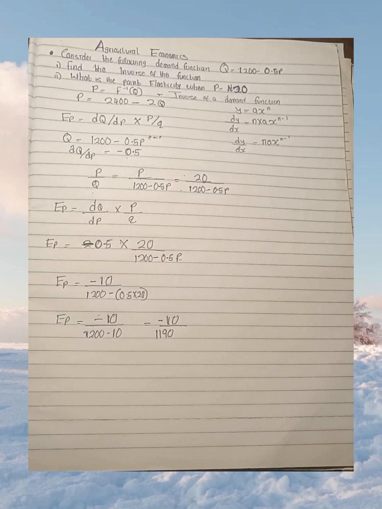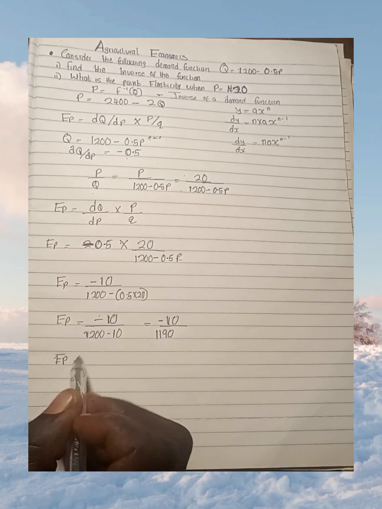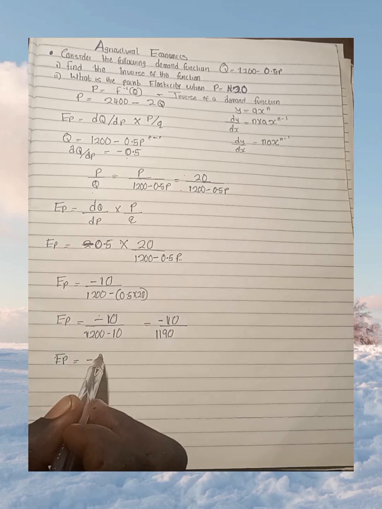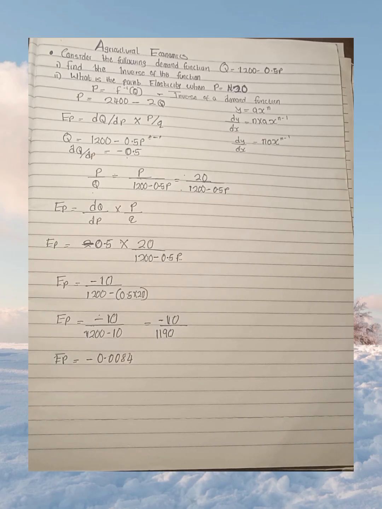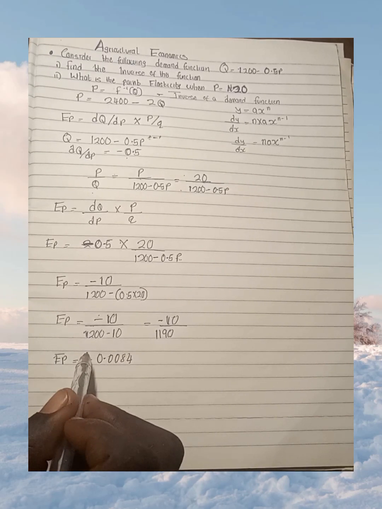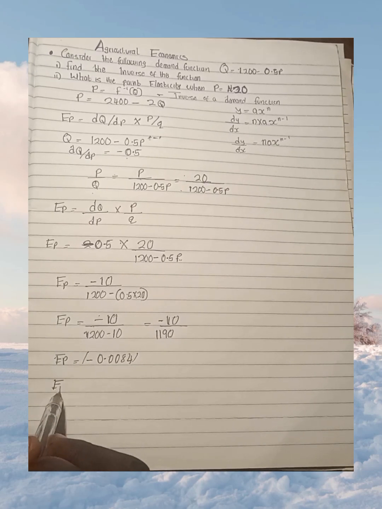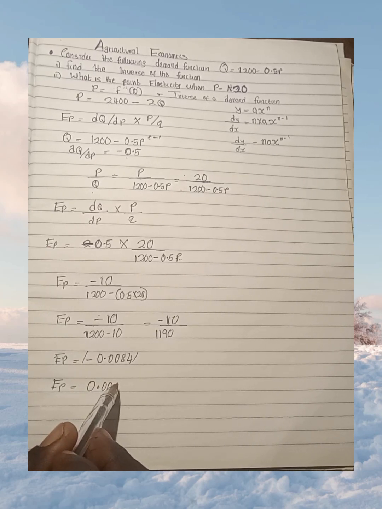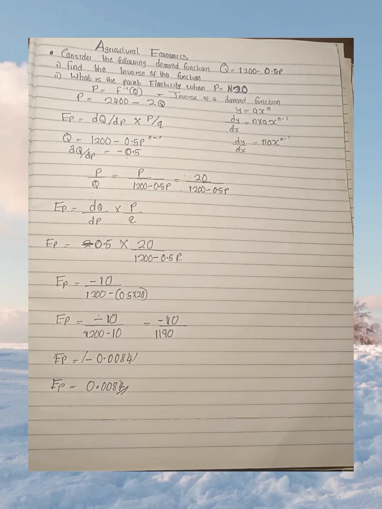If you punch your calculator, you're going to get our EP is equal to minus 0.0084. Then we are going to take the magnitude. So our EP is equal to 0.0084, our final answer.